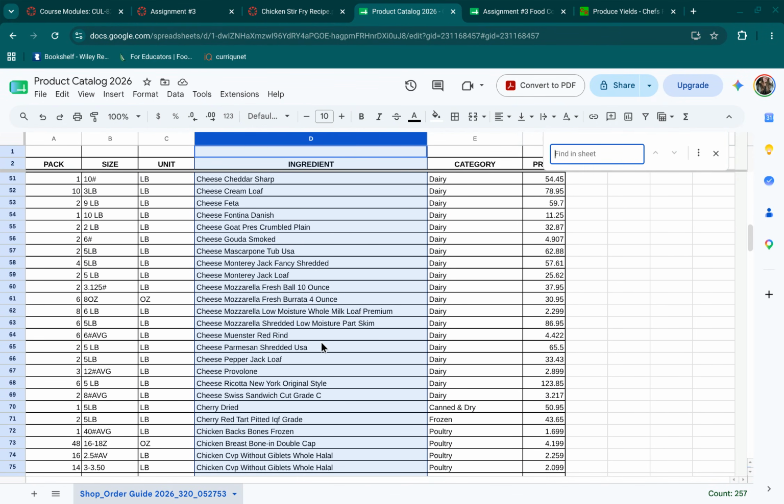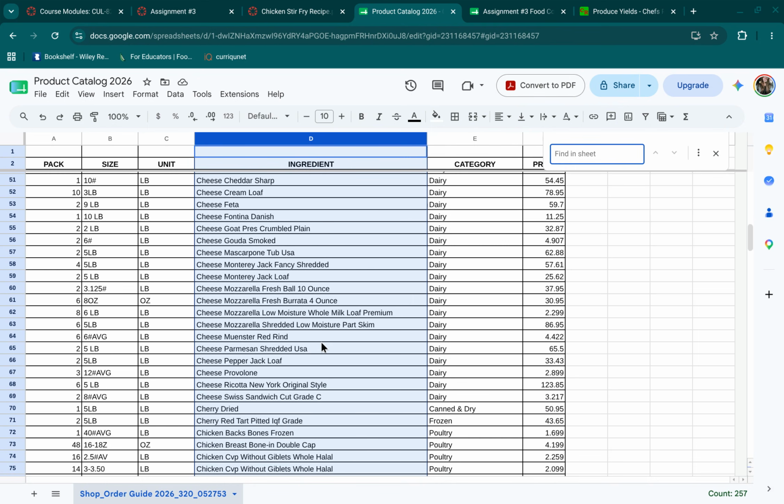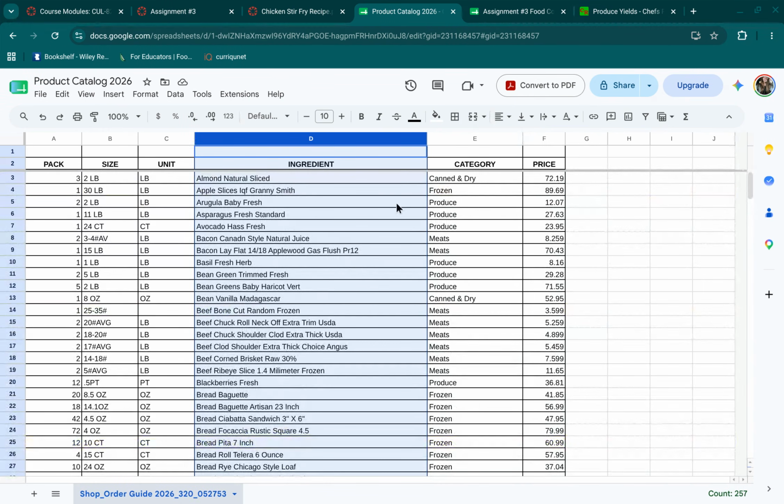So if you simply cannot find an ingredient by alphabet or trying to generalize it in any way that you can, because you guys are new to reading these and you don't know where to look, I just hit Control F, and that brought up this little search tab. So there's another little helpful spreadsheet hint.